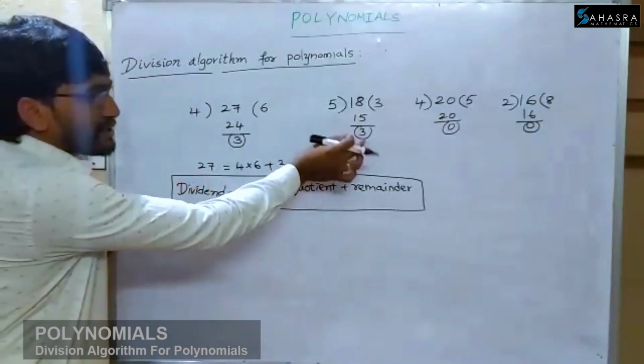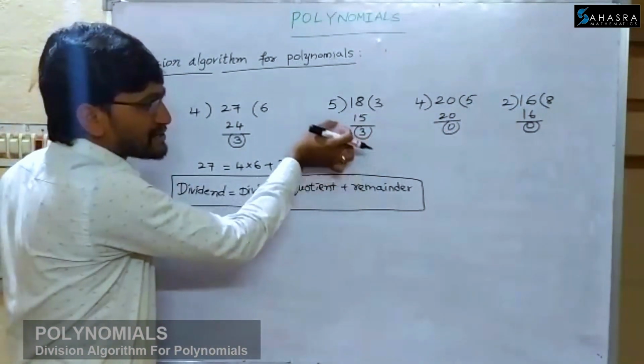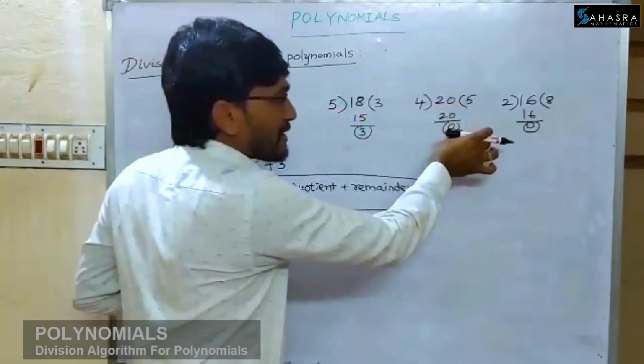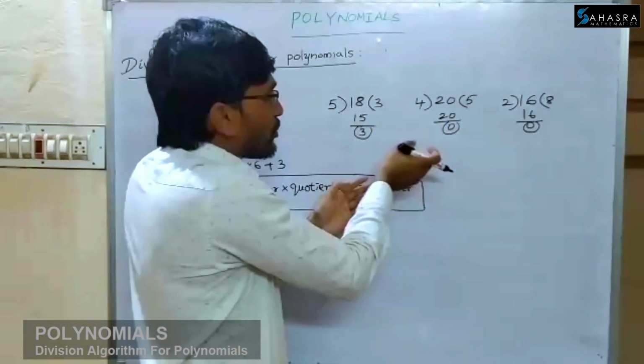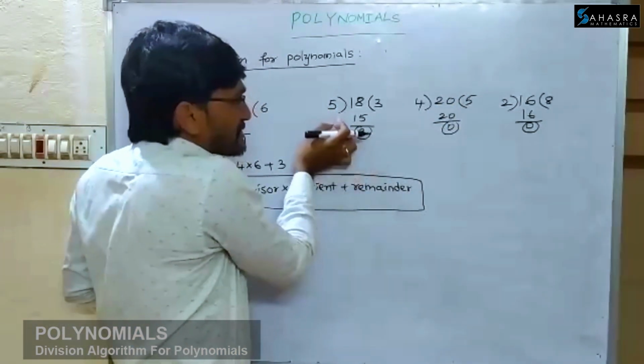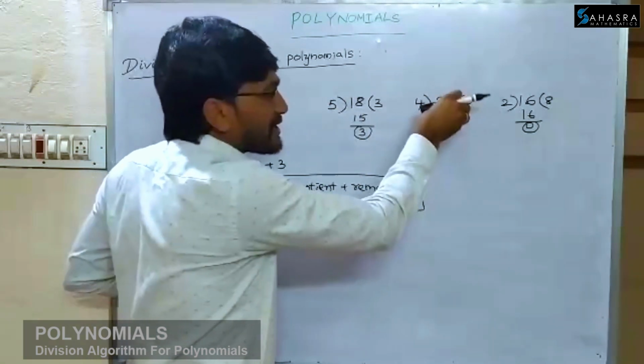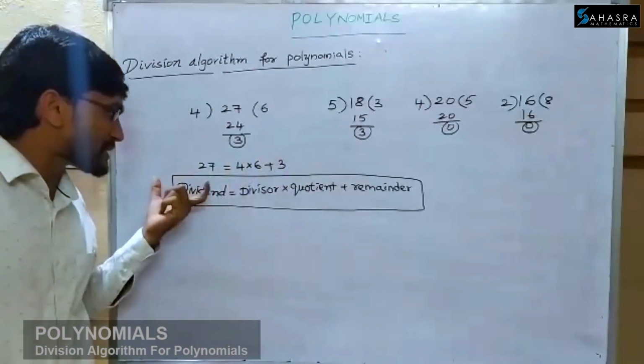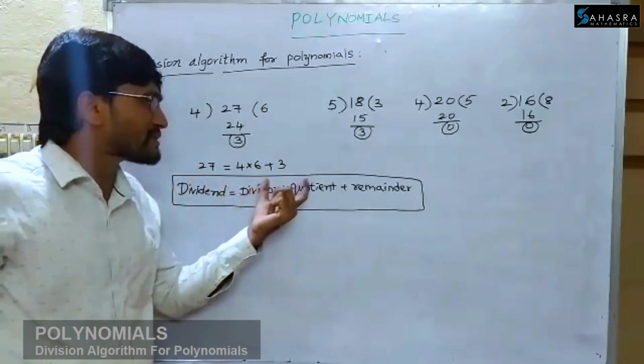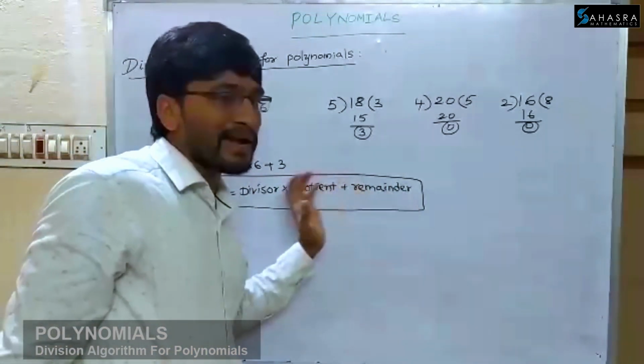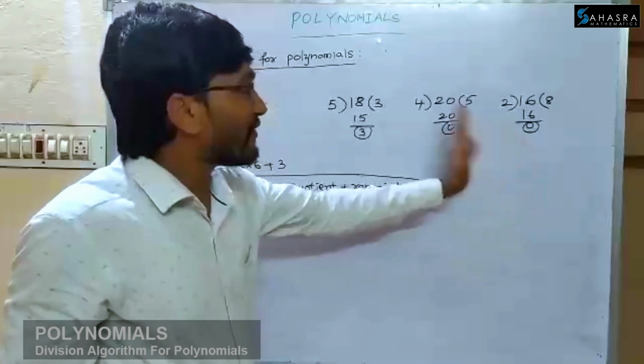So remember this point, if the remainder is not equal to 0, then the remainder is less than the divisor, or otherwise remainder is equal to 0. Again I am saying dividend is equal to divisor into quotient plus remainder. It is called division algorithm for numbers.